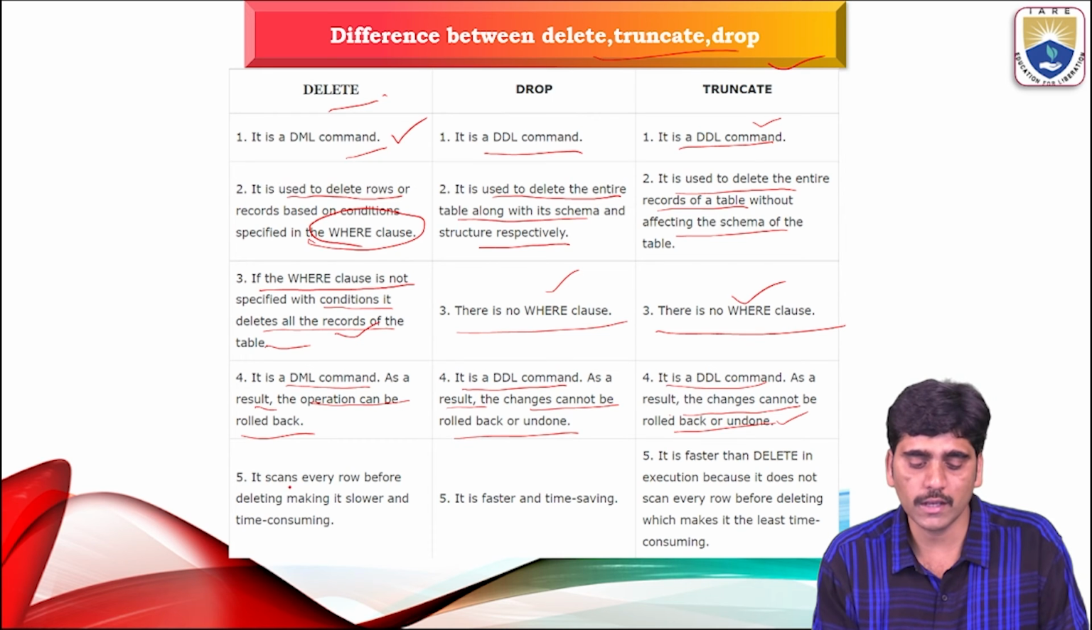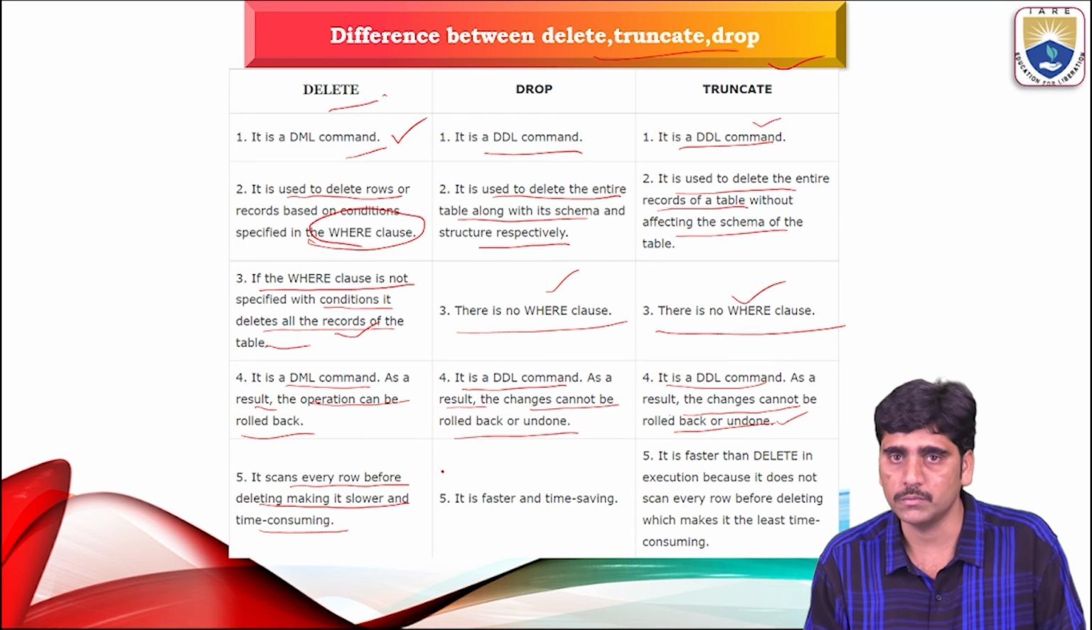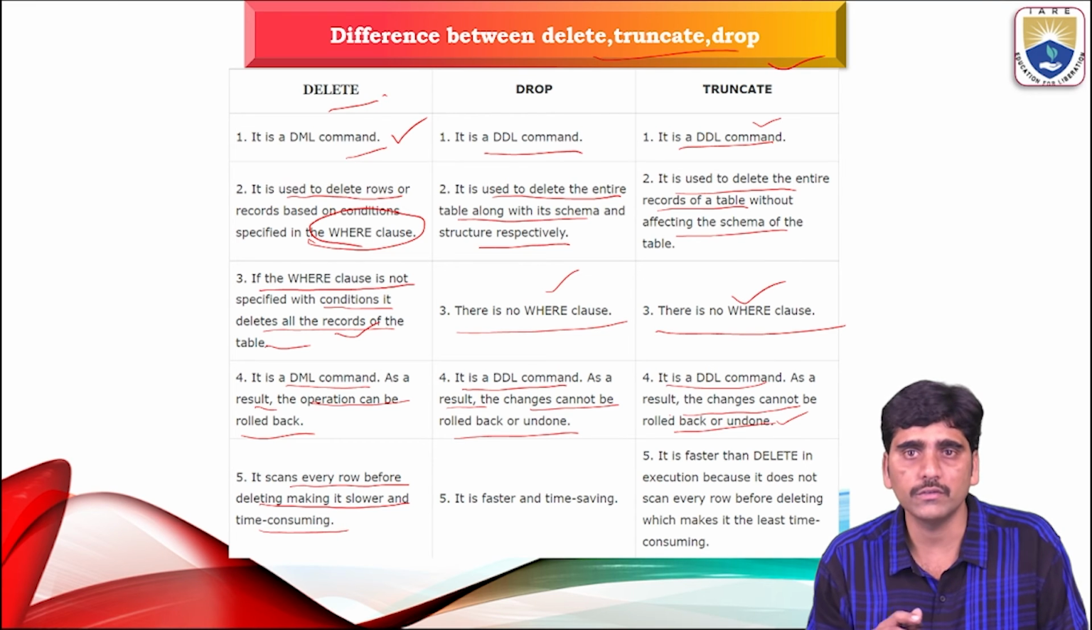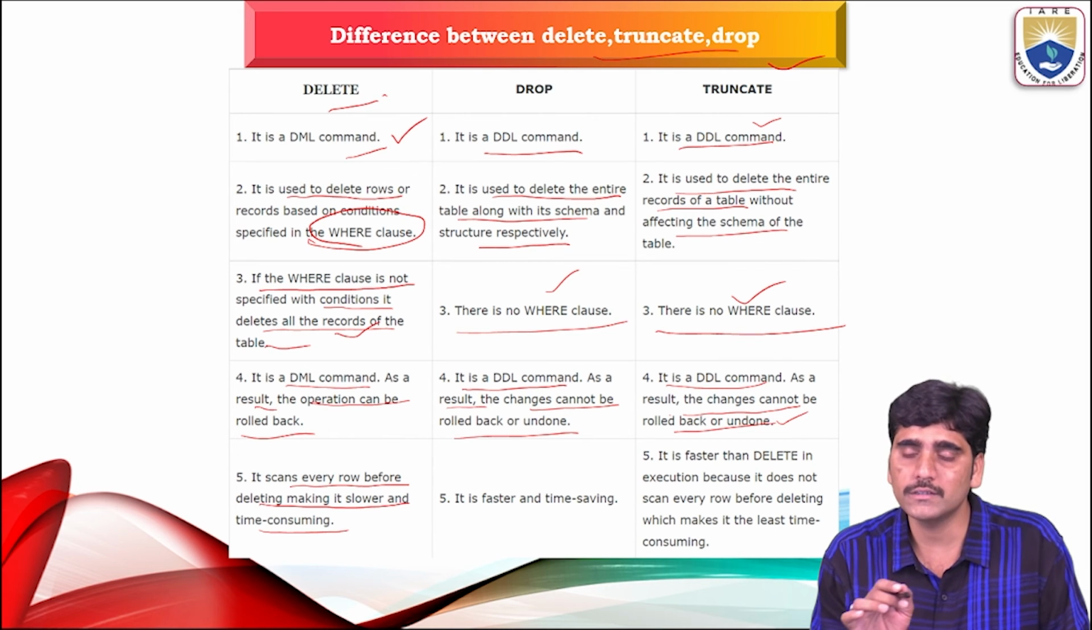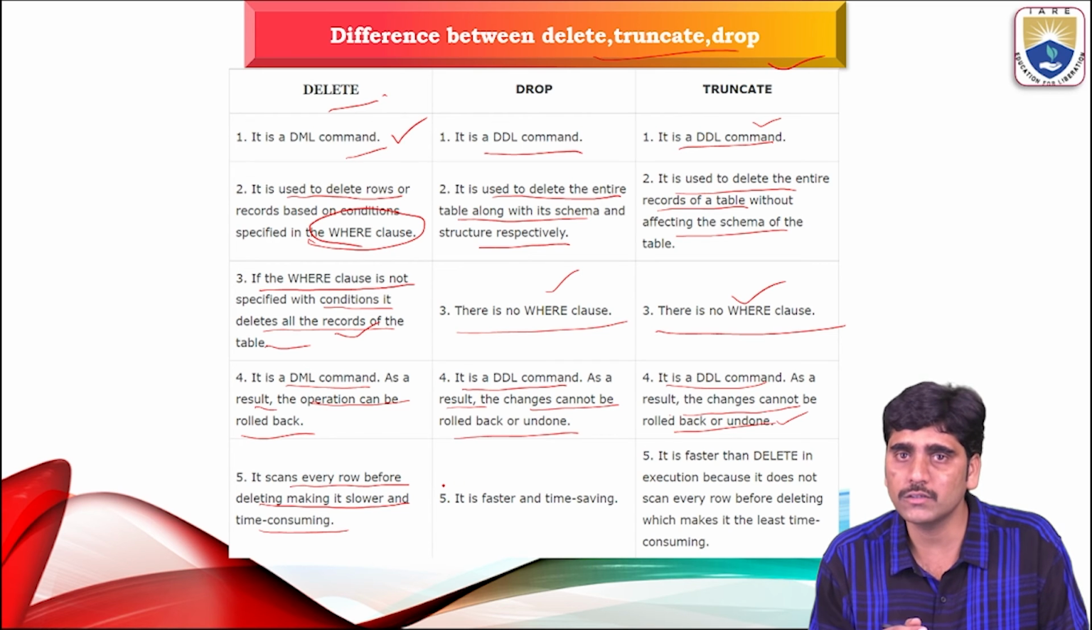So delete scans every row before deleting, which makes it slower and time consuming. It is going to check each and every record. When you are specifying the record to be deleted, it checks each and every row, and after checking all the records only, it will delete your record.